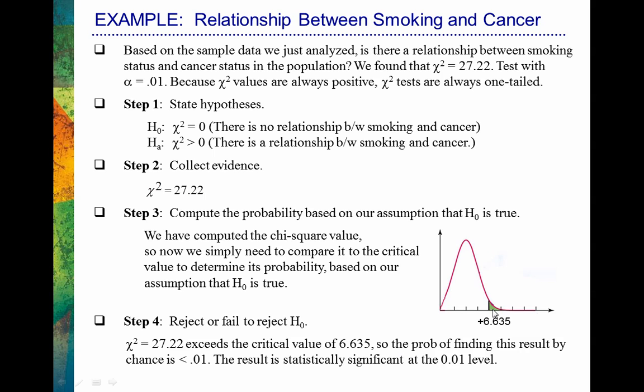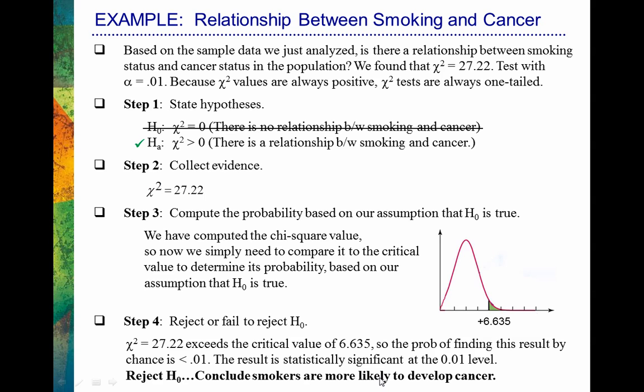Well, if our chi-square value is in that critical region, otherwise known as a rejection zone, then we're going to reject this null hypothesis. So here we would say that we reject our null hypothesis, and we're going to conclude that smokers are more likely to develop cancer. I'm going to come up here and more formally reject that null hypothesis and then take on the alternative. There is a relationship between smoking and cancer. Specifically, smokers are more likely to develop cancer.